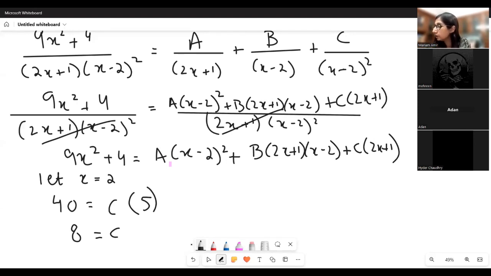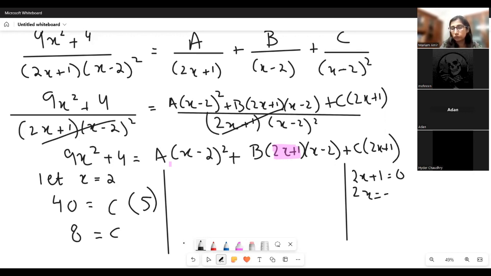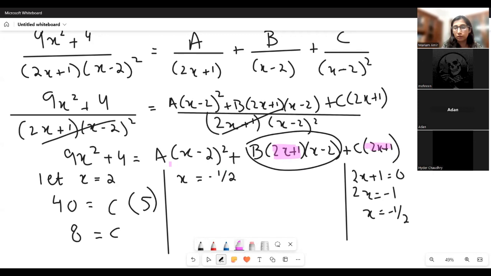So question 3. Yes, c is equal to 8. All right. Now I can take left. Now I have to make this term 0. If you can't tell directly, what you can do is equate the bracket to 0. So if 2x plus 1 must be 0, then 2x must be equal to minus 1 and x should be equal to minus half. So the next substitution will be let x equal minus half. That will make this 0 and also this 0, and we will be able to find the value of a.